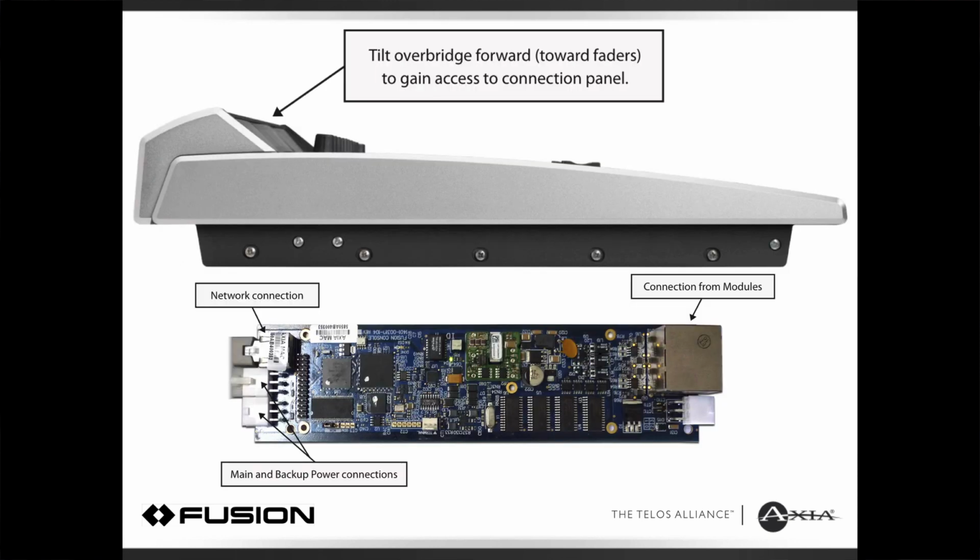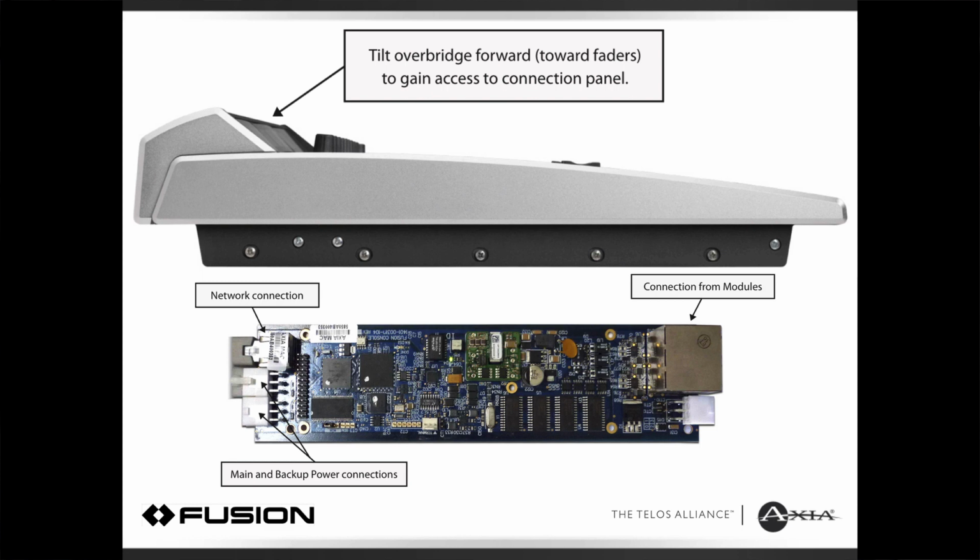Now, here's a view of the side or the end of the Fusion console, and if you tilt the overbridge up, you'll find inside something new, something that's not been in Axia consoles before. This is an IP or Ethernet to CAN bus converter board. And this board also is the place where two power supplies can connect to supply redundant power to the console. There's also a network connection.